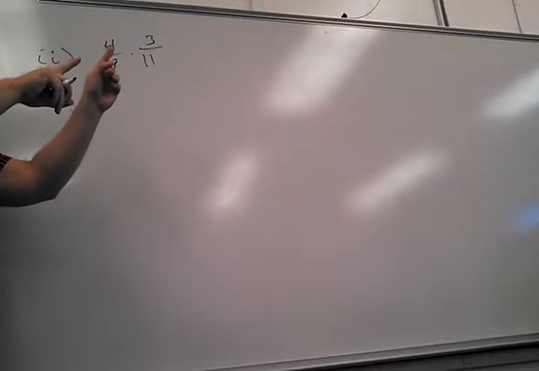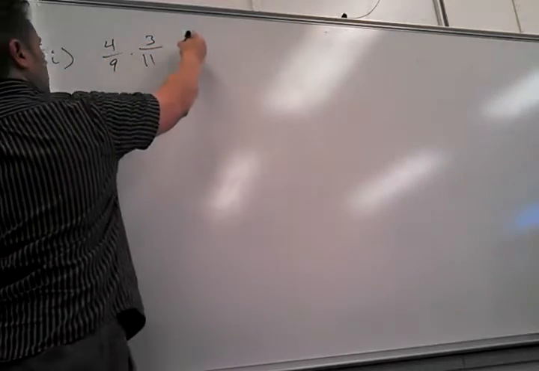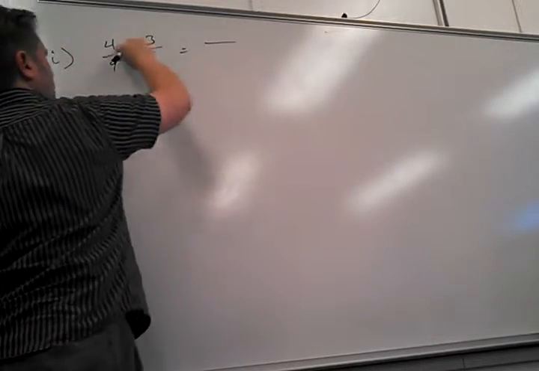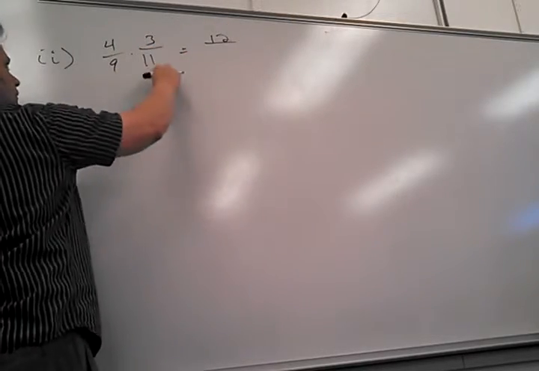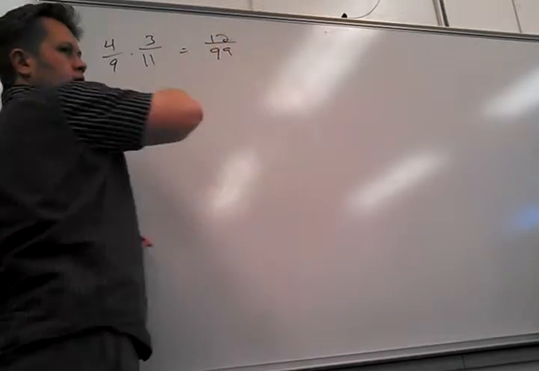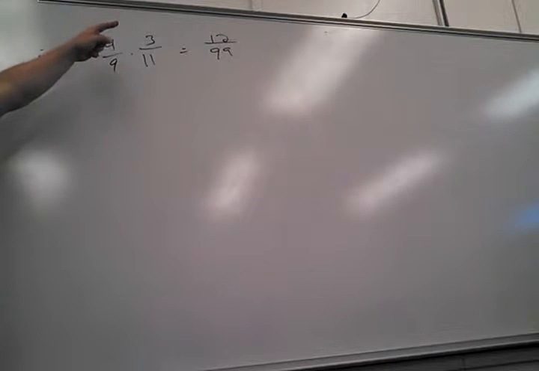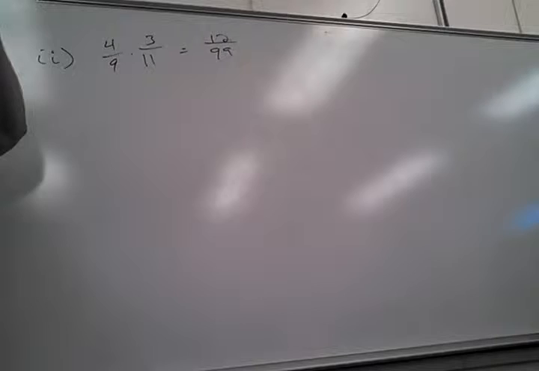Now, could I reduce 12 over 99? Is there something that goes into both 12 and 99? Yes, 3. And then if I divide by 3 on the top and bottom, 4, good, I get 4 over 33. So I can reduce anytime I want to in the problem.